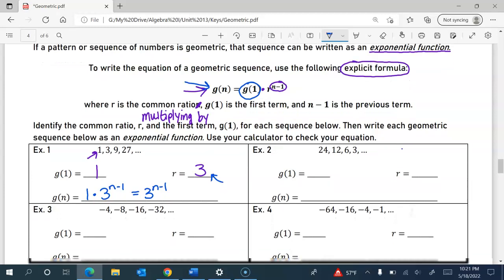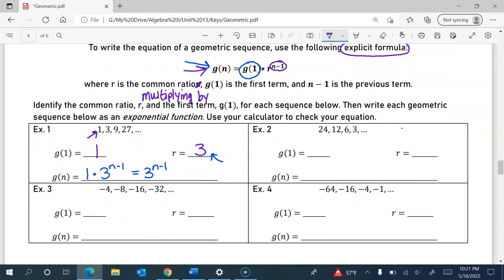So in example 2, here you can tell we're getting smaller, but we need to figure out by what, right? So clearly we're dividing by something. So 24 divided by something gets me 12. 12 divided by something gets me 6. Well, that's going to be 1/2, right? We're cutting everything in half. My first term out here is 24.